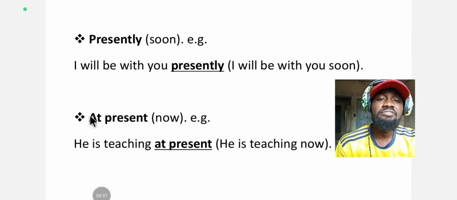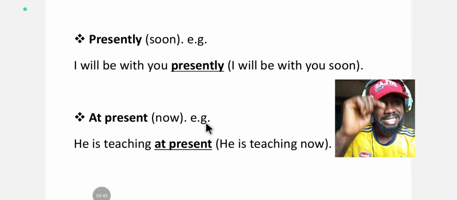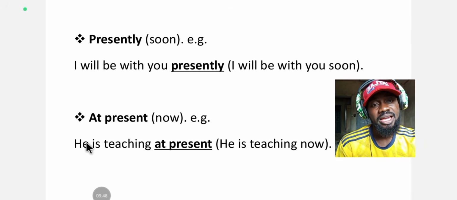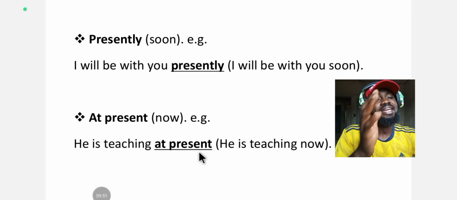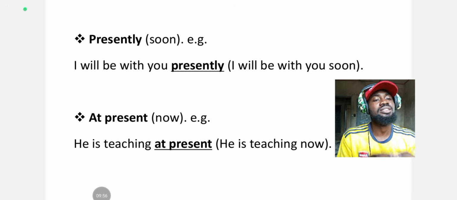But the next we have here is at present. What is the meaning of at present? At present means now. For example, let's use it in a sentence. He is teaching at present. It means he is teaching now. He is performing at present. It means he is performing now.